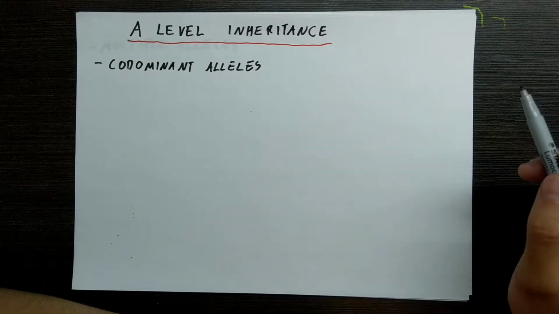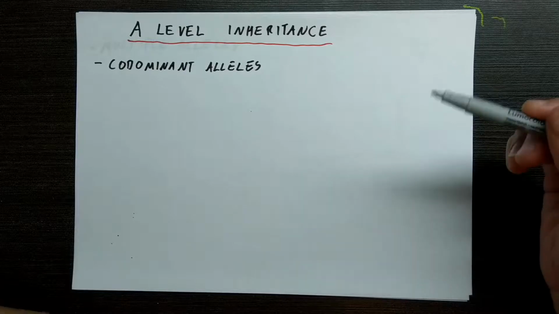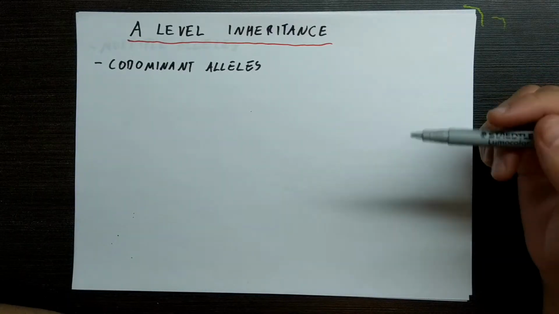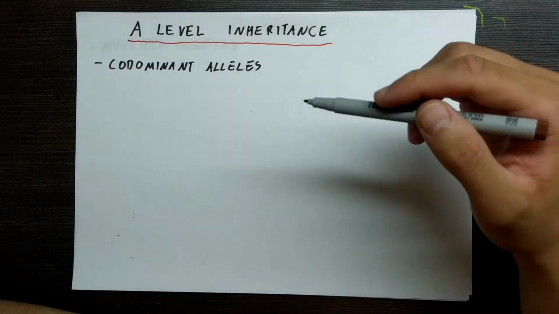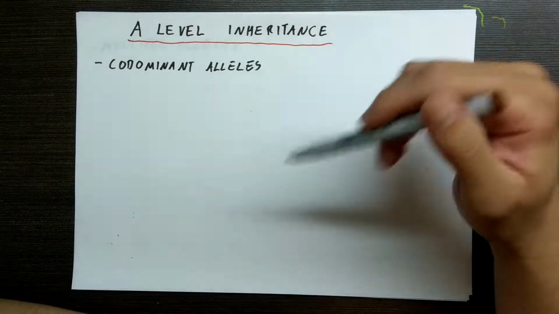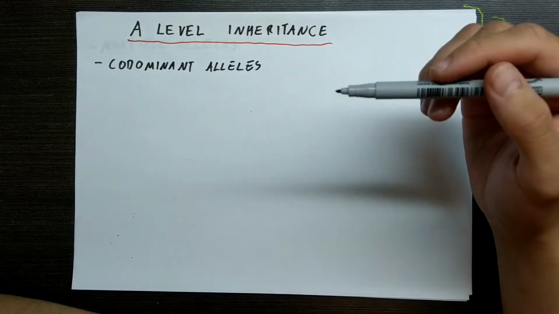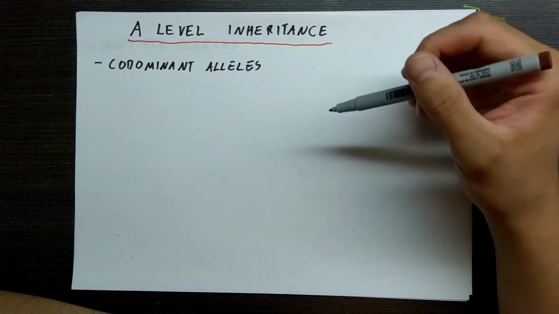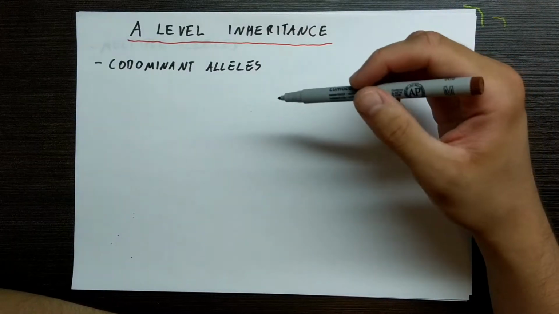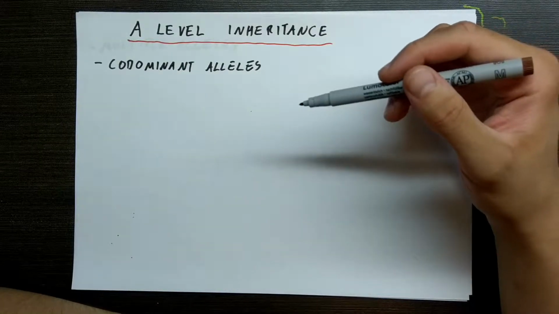Today we are going to talk about A-level inheritance. So we are still on the topic of inheritance, however we are going to take it up a notch. In order for you to understand this video, you will need to know the basics of inheritance, the basic ways alleles are inherited, and the basic rules of inheritance and how to make genetic diagrams.